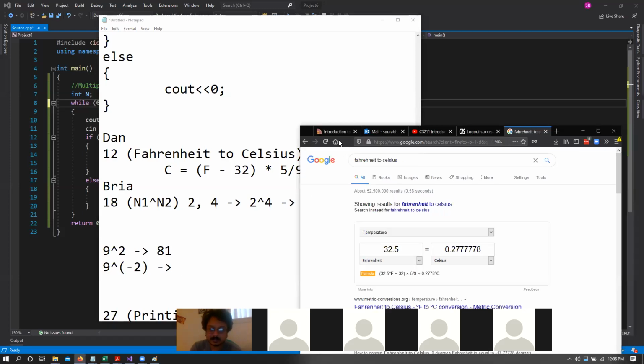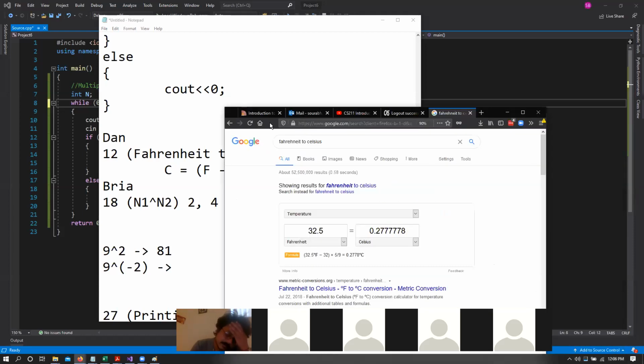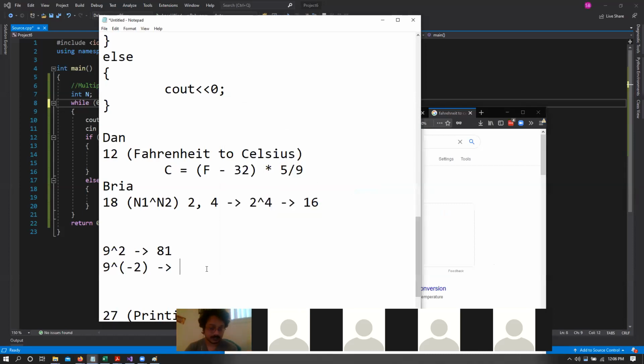9 to the power minus 2 is 1 over 81. Oh, right. Yeah, because you're doing a negative denominator thing. Okay. I'm wrong. It should be 1 over 81. So yes. So Josh, if you are going to have 2 if statements, one to handle the positive number and one for the negative number, then you can convert the negative number into a positive number. Just multiply it by -1 or something, and then perform the power operation, and then just output 1 divided by that.